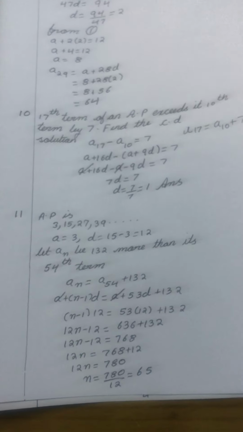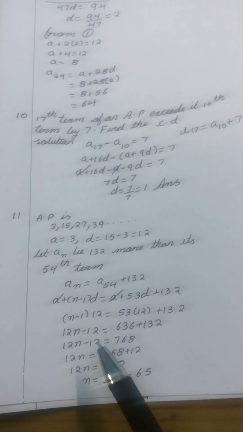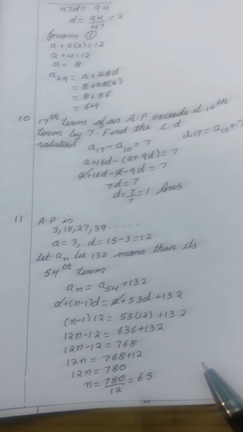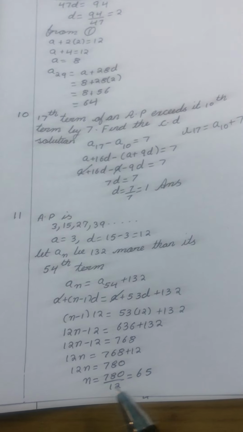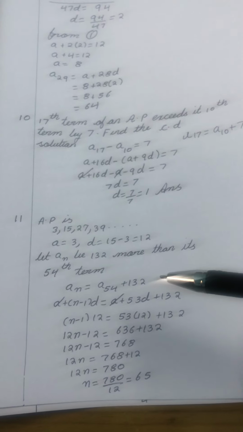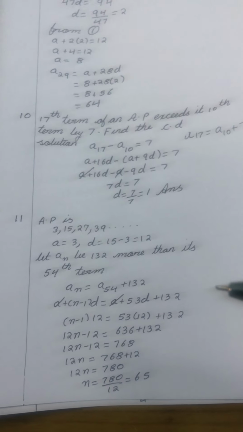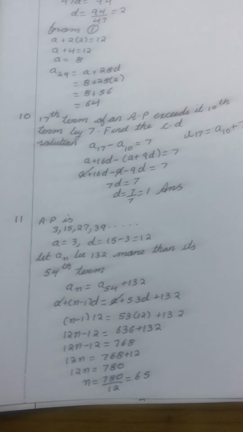So n into 12, 12 and minus 1 and 12 minus 12. Then this 12 was brought this side. So 12n equals 780, so n equals 780 upon 12, so 65. So this means the 65th term is 132 more than its 54th term.